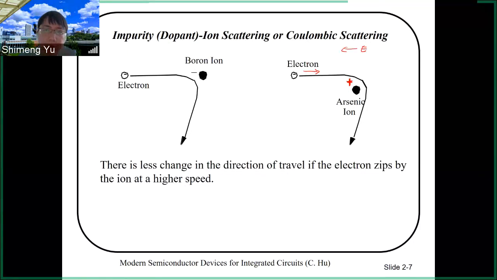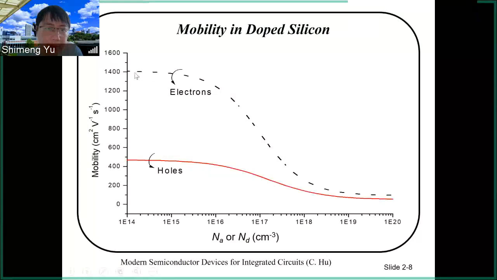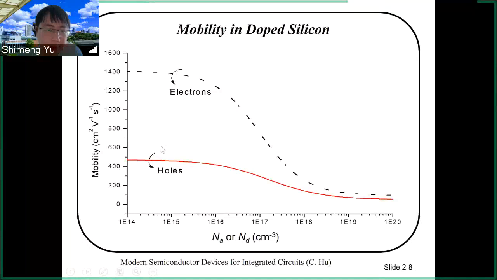And you can imagine that with higher and higher doping density, you get more and more of this kind of arsenic ion. Then the electron scattering will be more frequent, so the mobility will decrease. This is true when you look at this graph. This is the experimental data measured in doped silicon: the mobility for electrons and holes as a function of the doping density. For n-type doping, it is Nd. For p-type doping, it is Na.